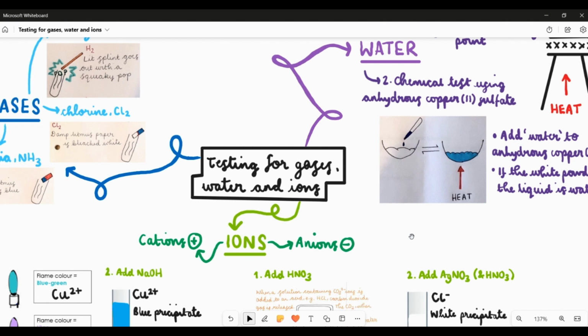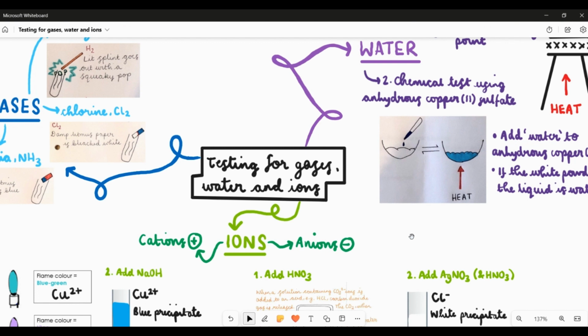Then I would take a separate sample of my white powder and I could add acid to it and I might see effervescence, and that would suggest to me that there were carbonate ions present. That would mean that the compound was potassium carbonate because it contained the potassium cation and the carbonate anion. Now, as with the testing for gases and as for the test for water, there's quite a lot of information just to learn and commit to memory here and to be able to recall when it comes to answering questions.